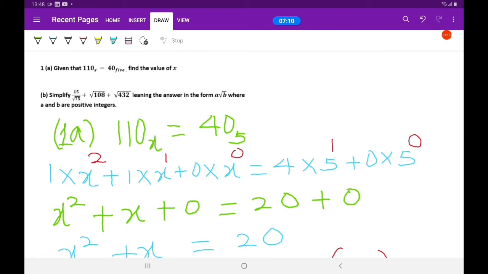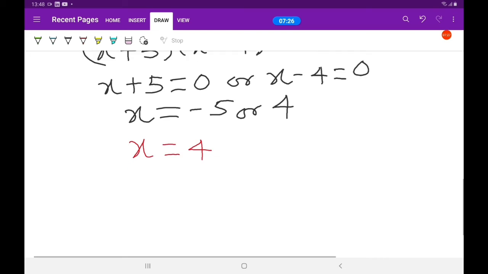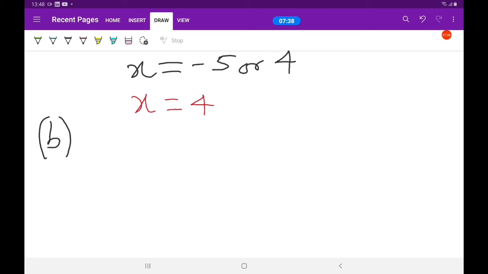Simplify 15 over root 75 plus square root of 108 plus 432, leaving the answer in the form a root b. Please, you have to always follow their conditions. Now, you can also go to our videos that we have done on surd questions. So the first thing is to simplify each. So we have 15 over root 75.